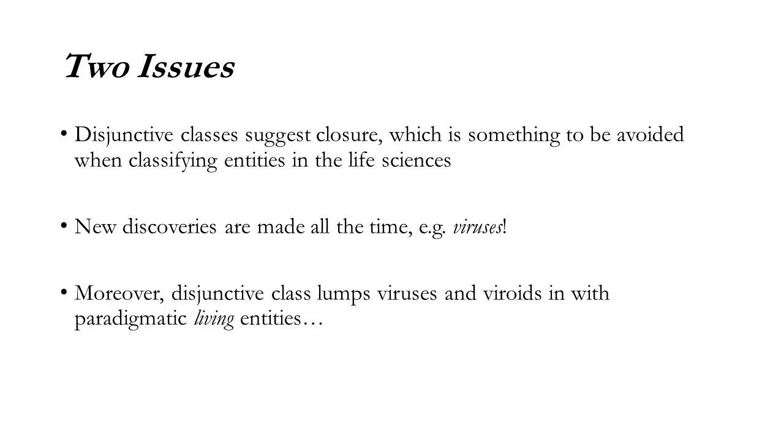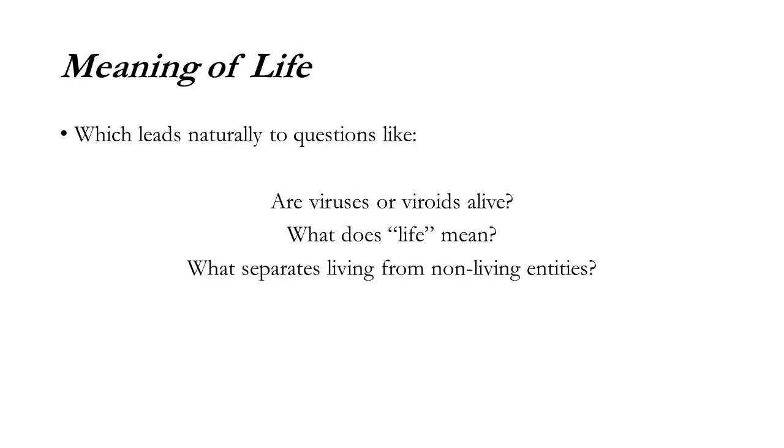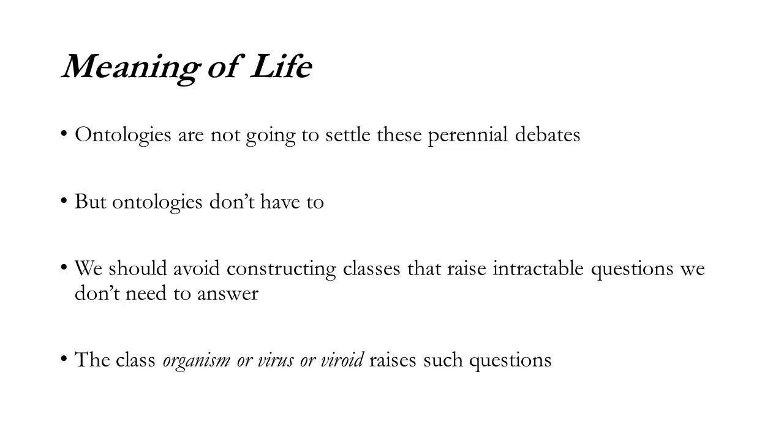So look, here's another issue. Disjunctive classes like this lump viruses and viroids in with paradigmatic living things. Guess what? This is a perennial intractable sort of question. Namely, questions like, are viruses or viroids alive? What does life mean? What separates living from non-living things? These are fascinating. Don't get me wrong. I'm a philosopher. These are fascinating questions, but none of them need to be answered for the purposes of building an ontology that covers viruses. Ontologies are not going to settle these questions. They don't have to. And we should really avoid constructing classes that raise intractable questions we don't need to answer.